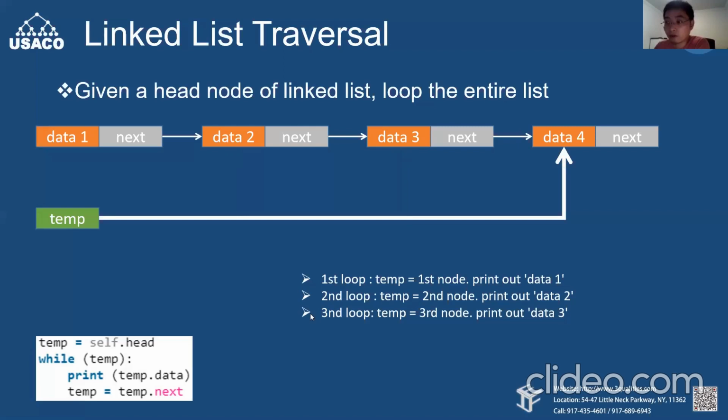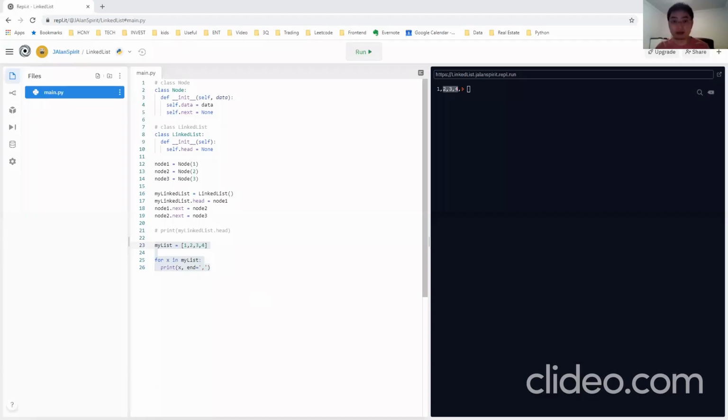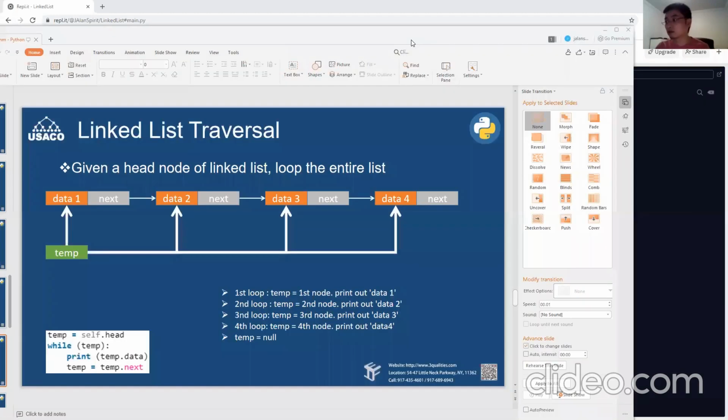Node 4, so it's not null. So print out node 4. And very important, now I need to update temp to be node 4's next. Temp equals null. To be specific, I should change it to be null.